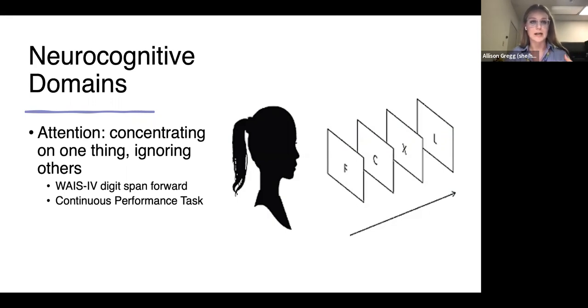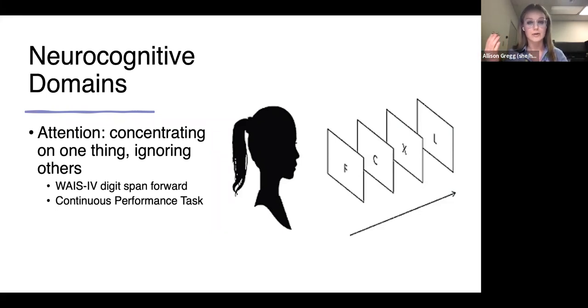So how many digits can an individual keep in their attentional span at that point and repeat back to you? Another test that is frequently used for evaluating attention is the continuous performance task, which you can see this really lovely image of here on the right as well. It's a pretty basic test and concept, but it goes on for a while in duration. And so we're looking at how long an individual can sustain their attention.